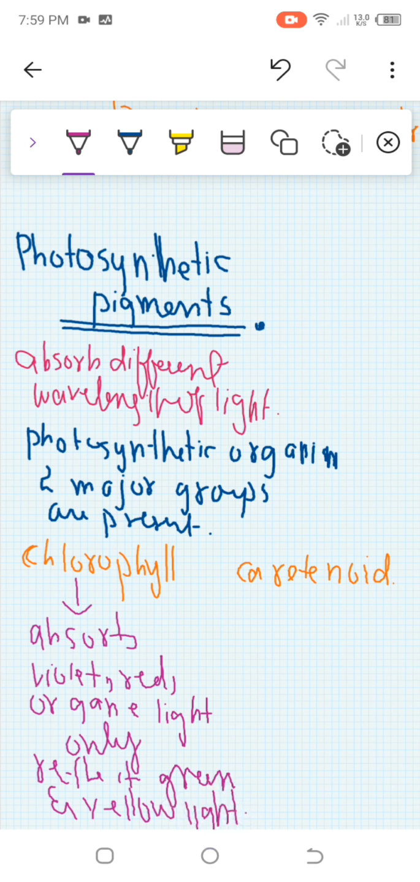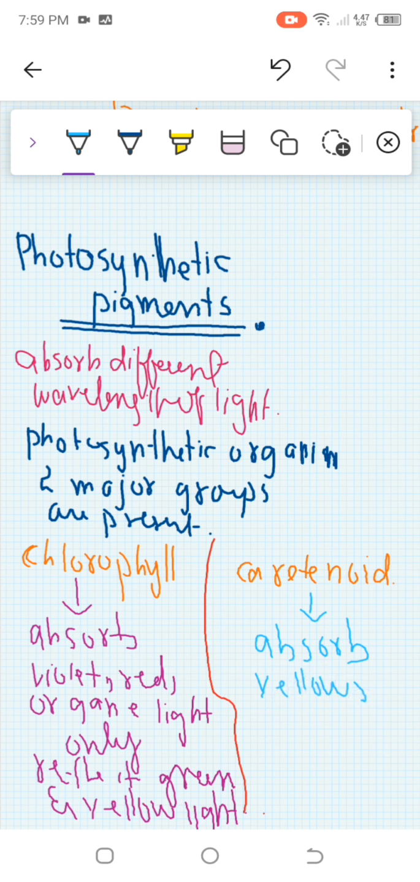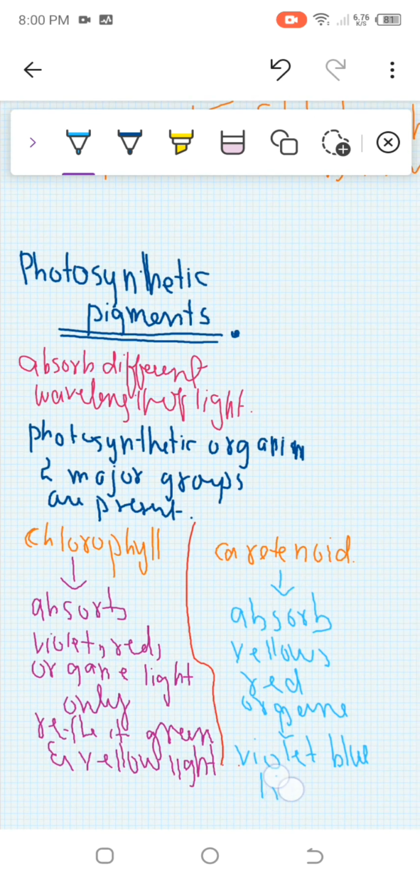Fine. And if I talk about the carotenoids, carotenoids are basically those pigments which absorb the blue violet light. It absorbs the yellow, red, orange light, but it reflects the violet blue light. It absorbs the violet and blue light.